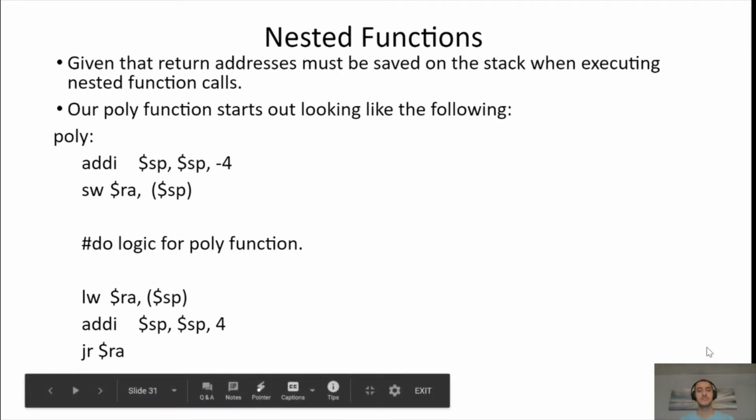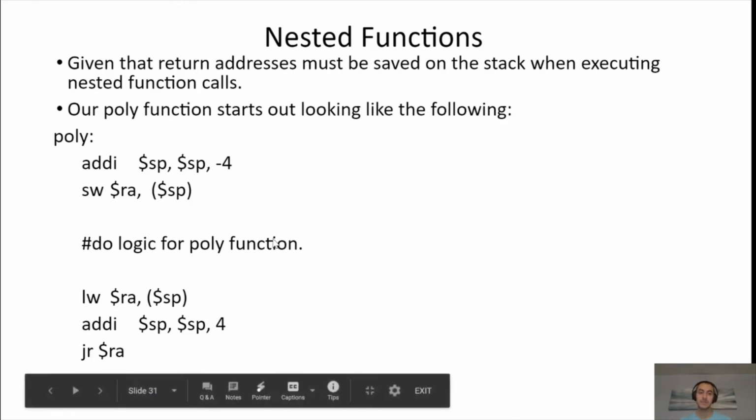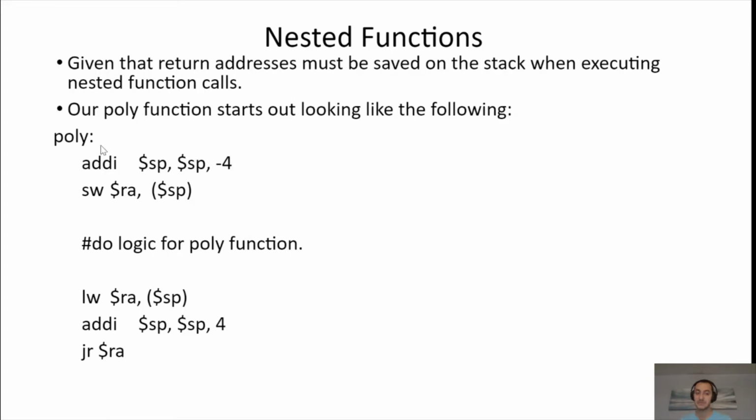So considering the fact that we have to save the return address when we are executing nested function calls, the poly function that we've seen before is going to look something like this. At the beginning, right after the label, when the function is starting, we want to save that return address onto the stack.